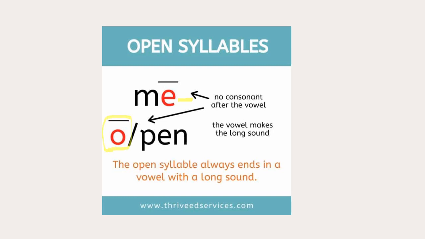In this case, wala kita sang, or we do not have an onset. We do not have a consonant sound before the nucleus or before the vowel sound. And at the same time, in the syllable O, sa word nga open, there is no consonant sound after the nucleus. Yes, there is a letter P after the letter O or after the sound O, but then again, pen is another syllable. Take note that an open syllable always ends in a vowel sound with a long sound.